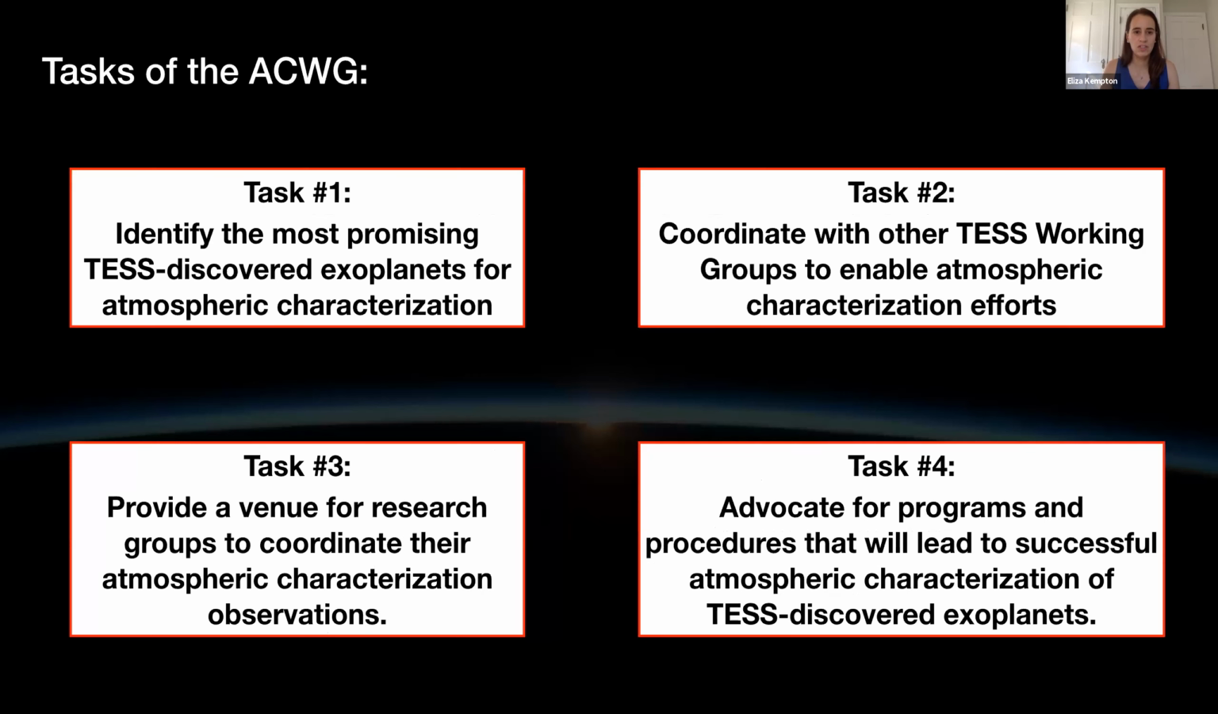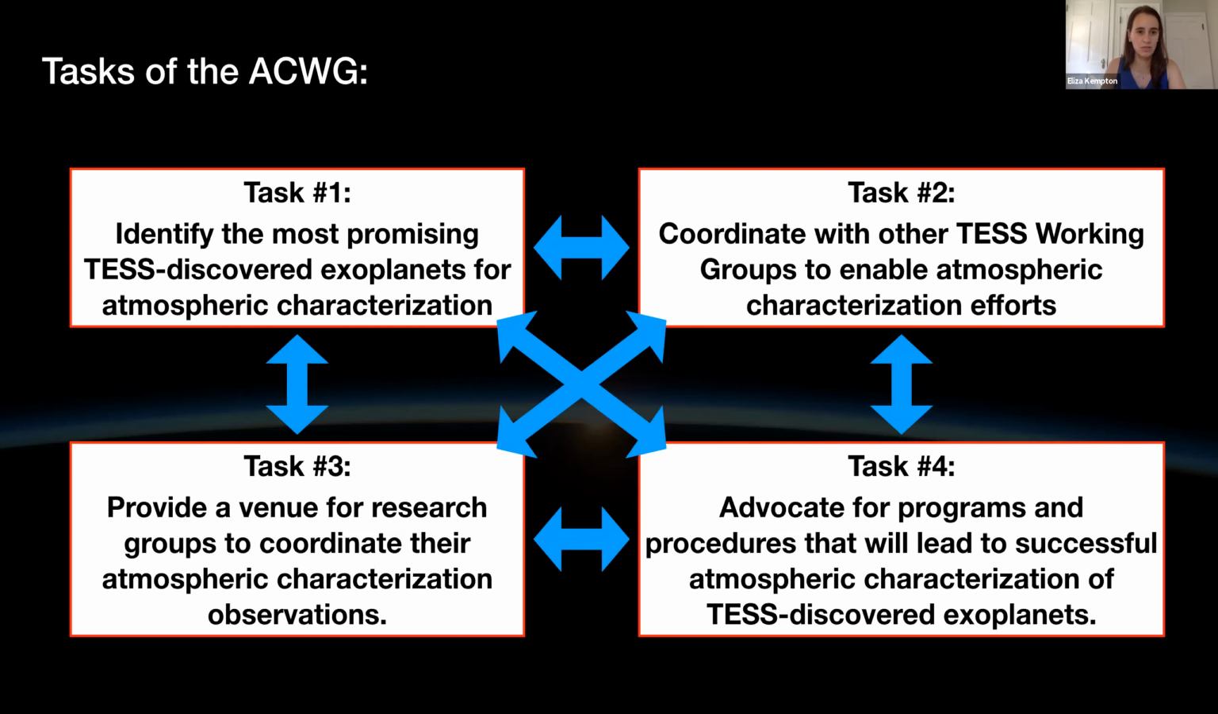Okay, and to achieve this lofty goal, we've broken down our work into 4 key tasks. They're listed right here. Task 1 is identifying the most promising TESS discovered exoplanets for atmospheric characterization. Task 2 is to coordinate with other TESS working groups to enable atmospheric characterization efforts. Task 3 is to provide a venue for research groups to coordinate their atmospheric characterization observations. And task 4 is to advocate for programs and procedures that will lead to successful atmospheric characterization of TESS discovered exoplanets. And none of these tasks lives in a vacuum. They are highly interrelated with one another.